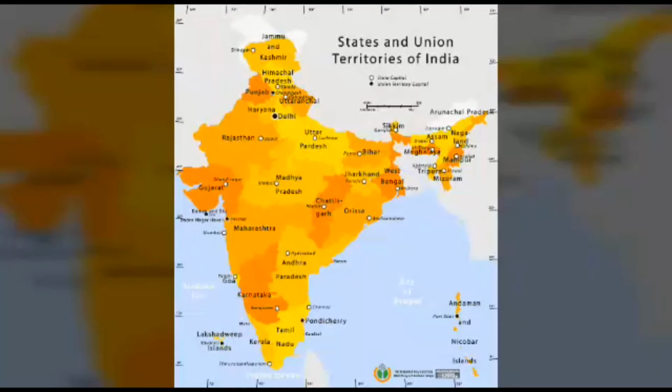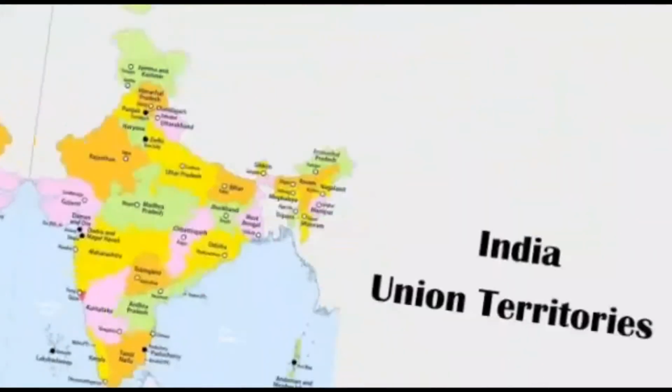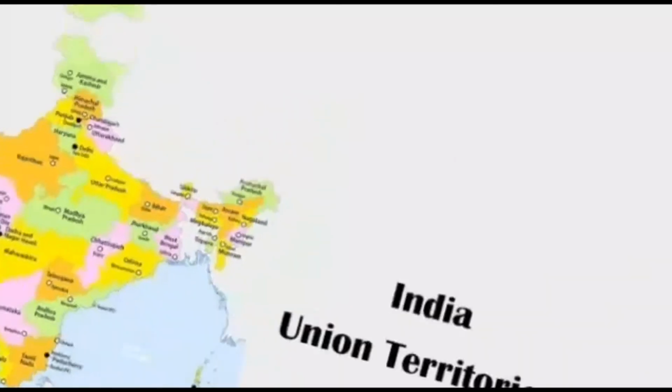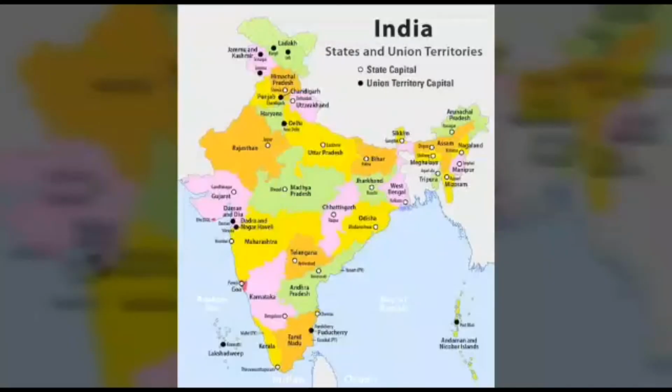Union territories. In India, there is a union government, 28 state governments and 8 union territories. The union government controls the union territories. Following are the 8 union territories: Jammu and Kashmir, New Delhi, Daman and Diu, Puducherry, Chandigarh, Dadra and Nagar Haveli, Andaman and Nicobar Islands, and Lakshadweep.